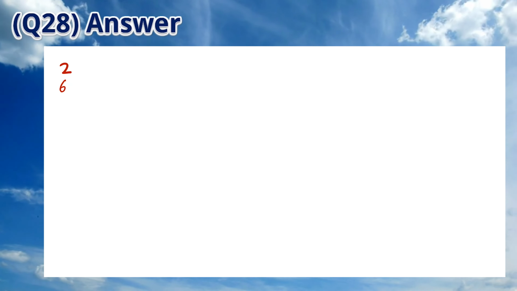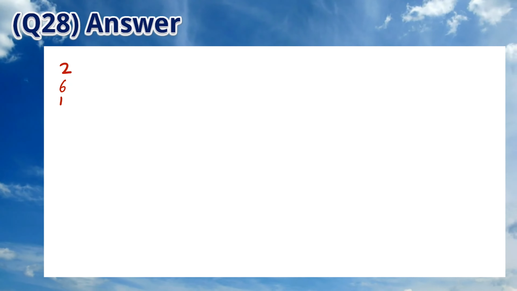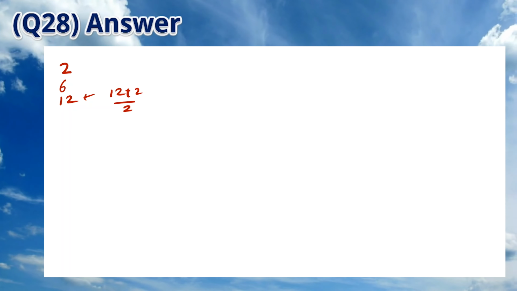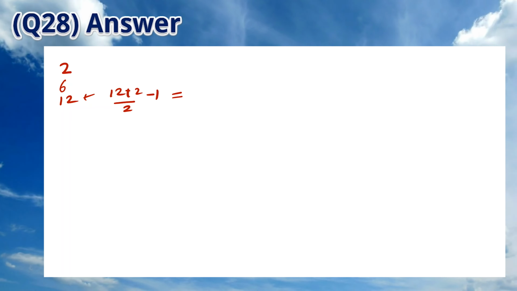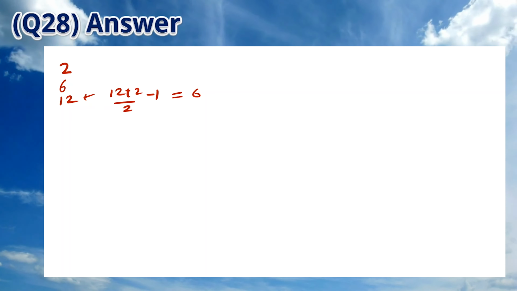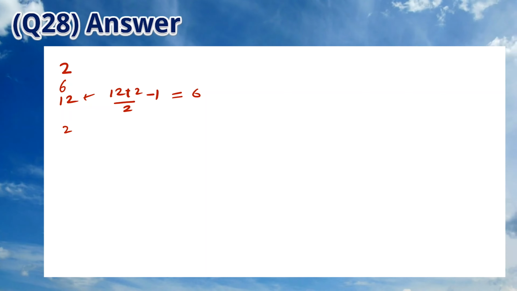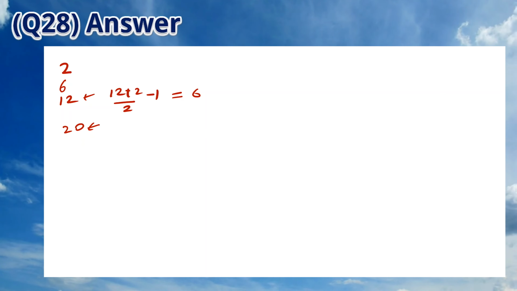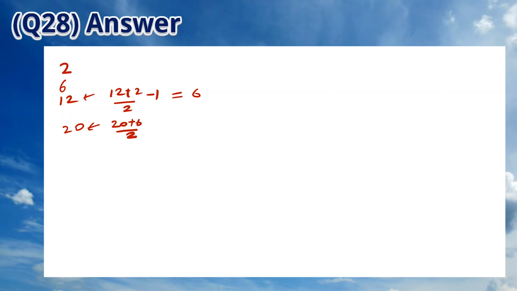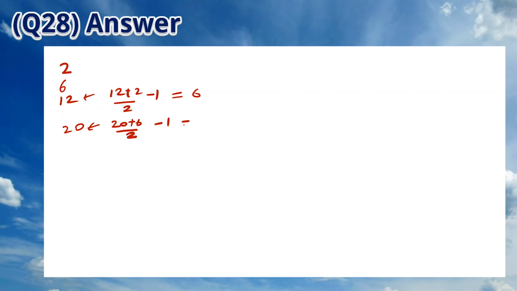Since we already know the first 2 terms, which are 2 and 6, we can find the third one, which must be 12, because 12 plus 2 divided by 2, which is 7, minus 1 is equal to 6. We can find the fourth term, which must be 20, because 20 plus 6 divided by 2, which is 13, minus 1 is equal to 12.